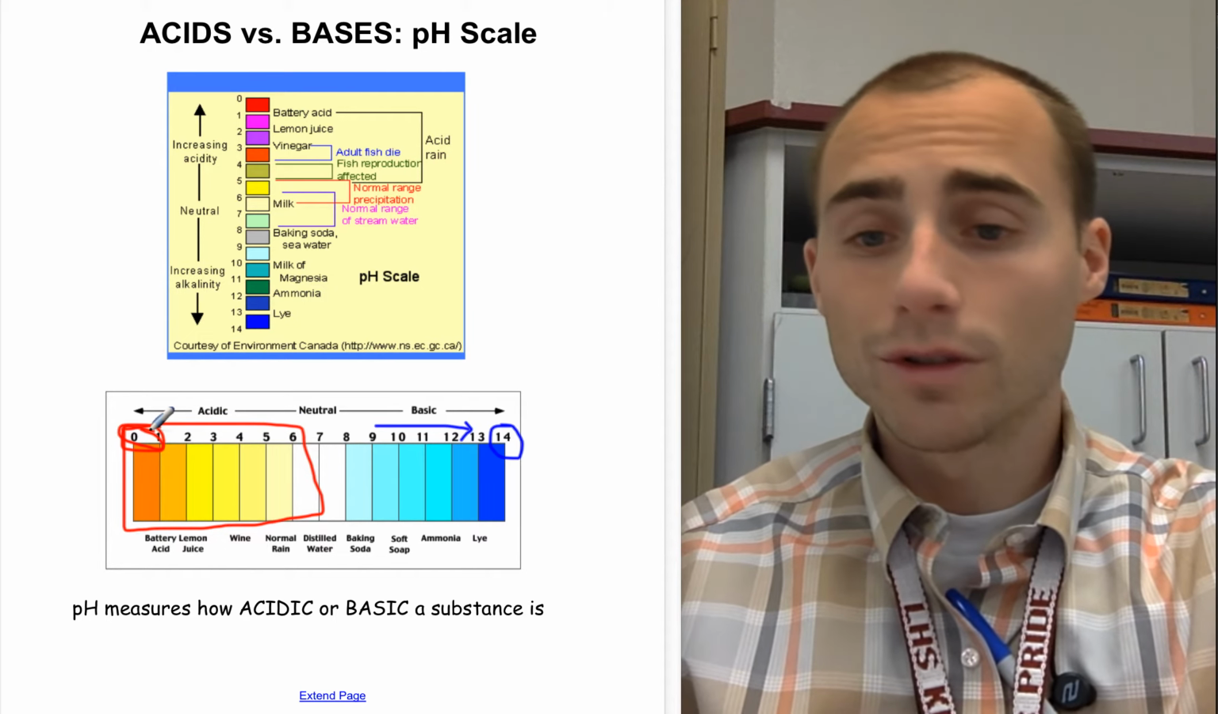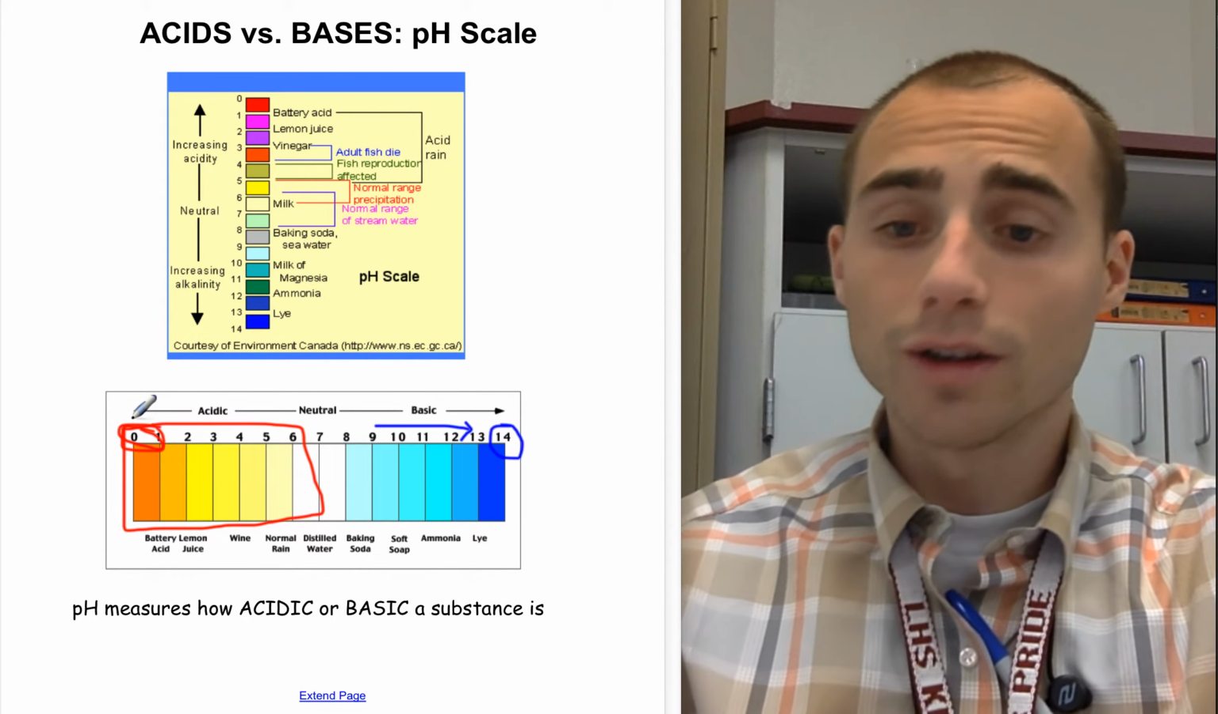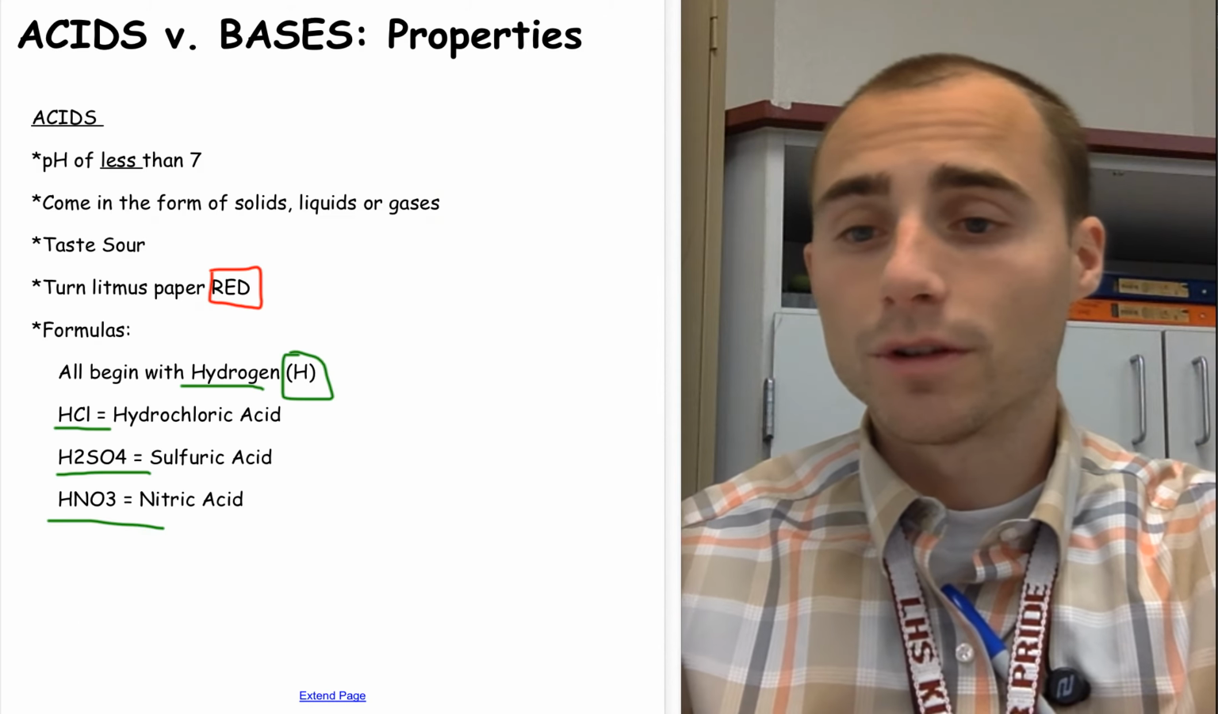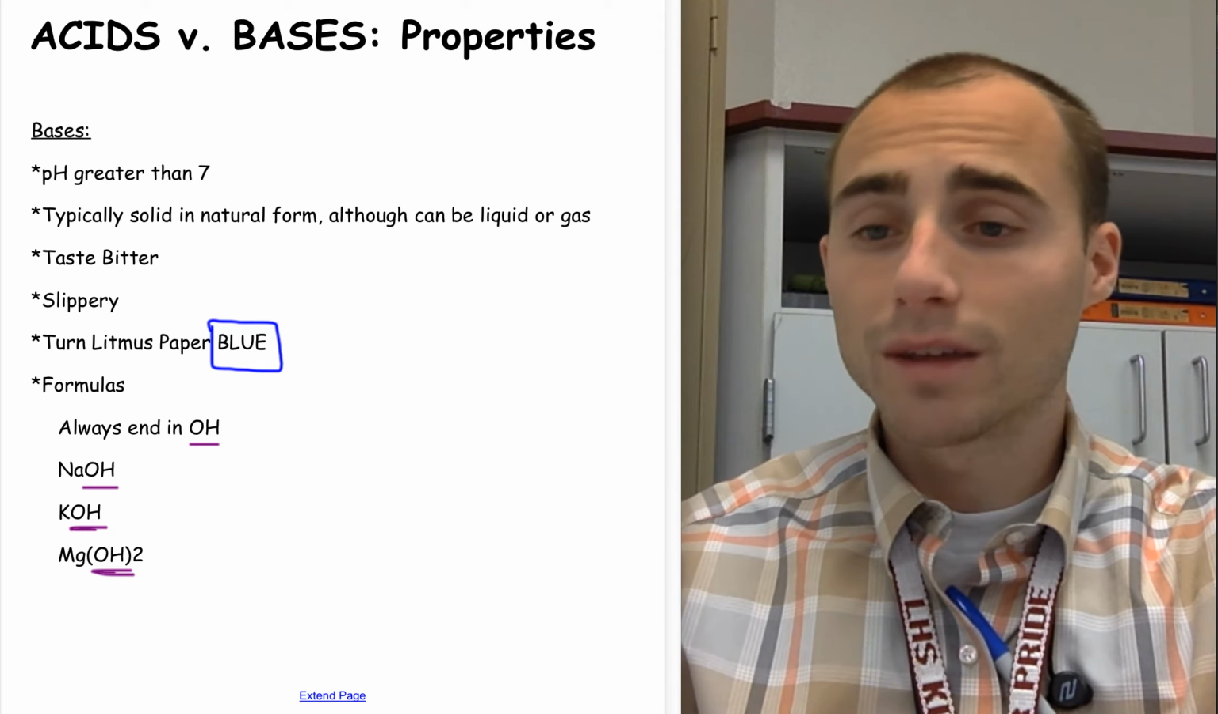So you'll want to make sure you include some arrows to show that acids get stronger as you move down, and bases get stronger as you move up. So those were the basic properties of acids and bases.